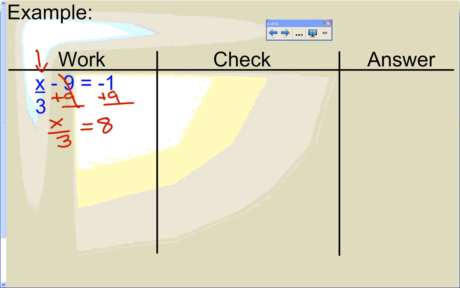One-step equation again. x divided by 3, so I do the opposite and multiply by 3. 3 over 3 is 1, so that goes away. 8 times 3 is 24. So the magical number is 24. So according to this answer, 24 divided by 3 minus 9 is equal to negative 1. So let's check and see.